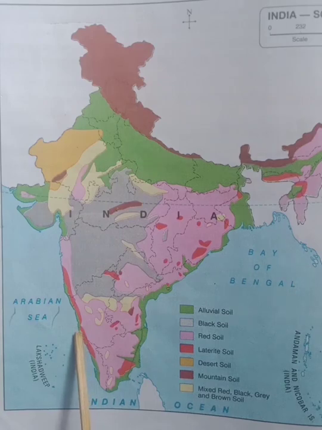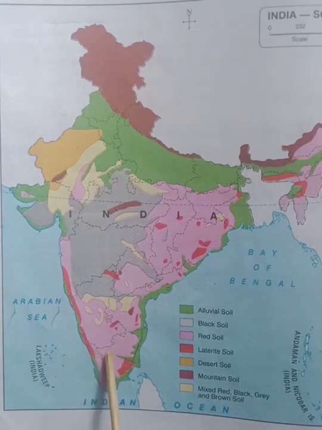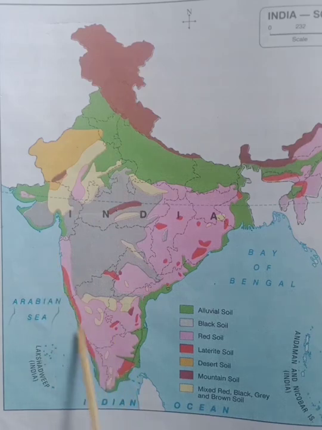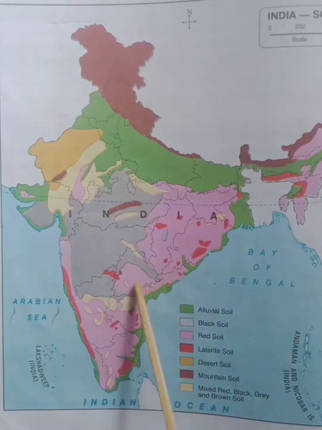This red soil is not as fertile as black soil, but it can be made fertile by using manure. Manure means using the animals' dung. It is good to grow crops like jowar, bajra and groundnuts. Where can we find this red soil? In the southern plateau. These are the red soil.